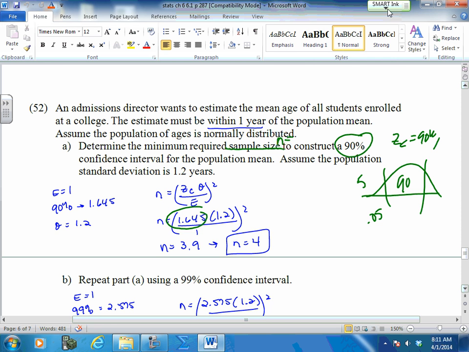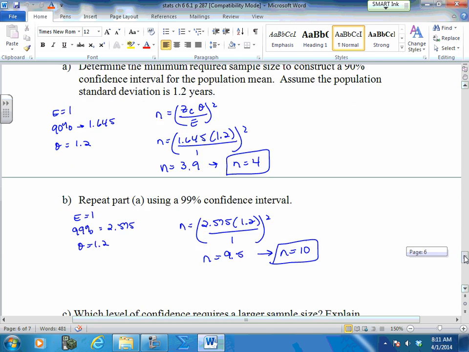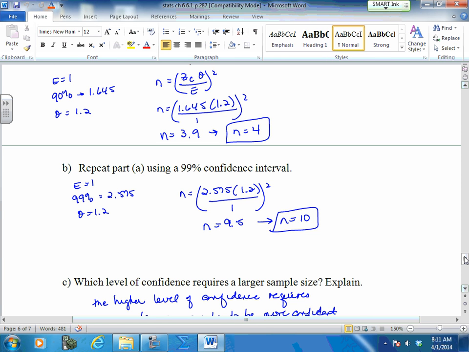Now, the nice part about this one was they kind of gave you, now change this to a 99%. All that's changing is your zc. That's the only guy changing. Everything else stayed the same. So if I want to be more confident, what happened to my sample size? It got larger. I need more in my sample to make me be more confident. If I only had 4, what if that really wasn't a good representation of my population, even though it was as random as possible? Maybe 10 gives me a little better feel for my population. And probably even more than that.